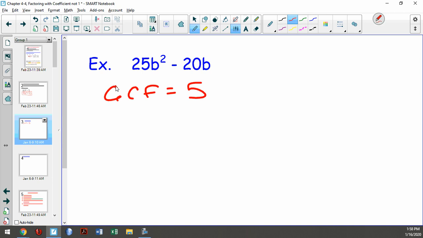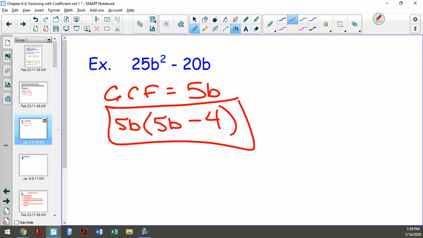1. So what do they have in common? What is my GCF? It is 5b. So I'm going to pull a 5b out of each term by division. So what is 25b squared divided by 5b? 5b. Minus, what is 20b divided by 5b? It is 4. This cannot be broken down any further because 5b to the first power cannot be broken down. You all understand that? Any questions over that?